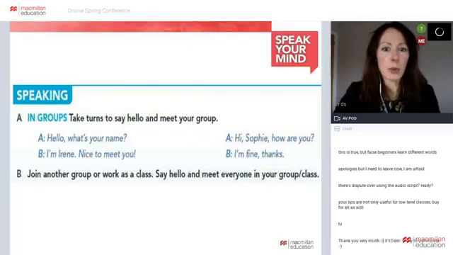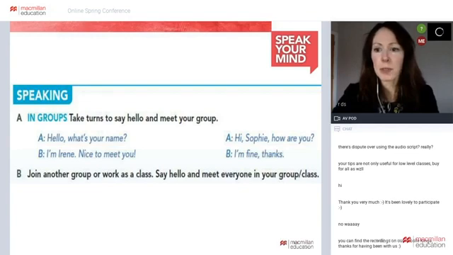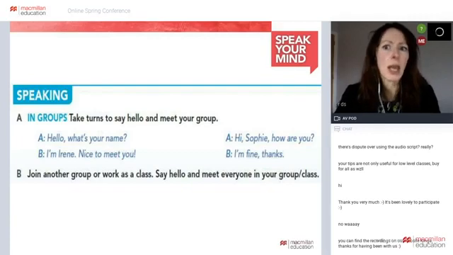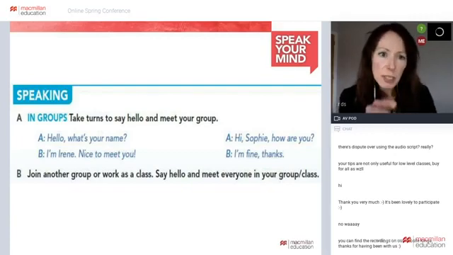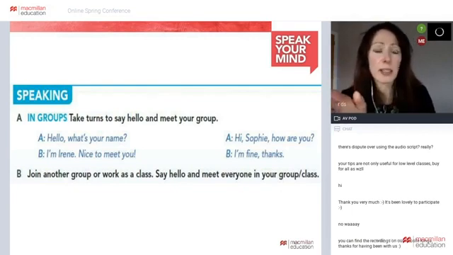Let me move you on to our next language skill, which is speaking. And this is another example from Speak Your Mind. And this is a super simple example of a speaking activity. I think the key thing to remember with teaching speaking with your lower levels is to make sure that you prepared them well for that speaking activity.